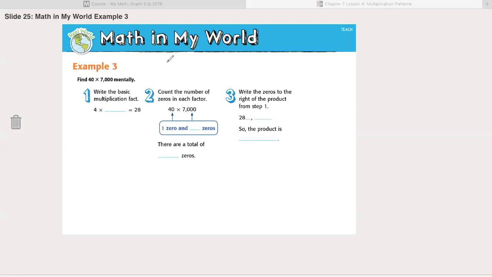Example 3. Find 40 times 7,000 mentally. Step 1. Write the basic multiplication fact. Well, 4 times 7 equals 28. Step 2. Count the number of zeros in each factor. Well, 40 contains 1 zero. 7,000 contains 3 zeros. There are a total, 1 plus 3, of 4 zeros.